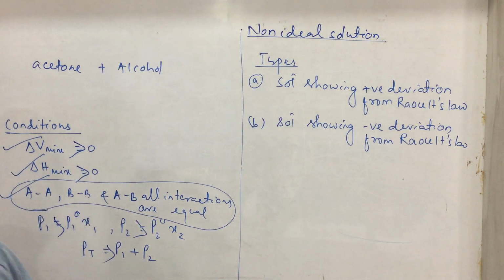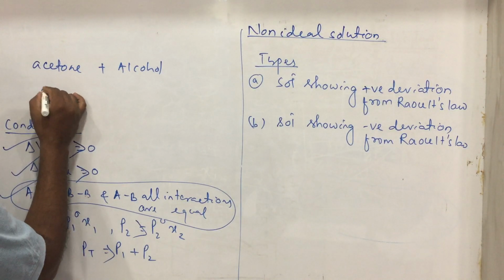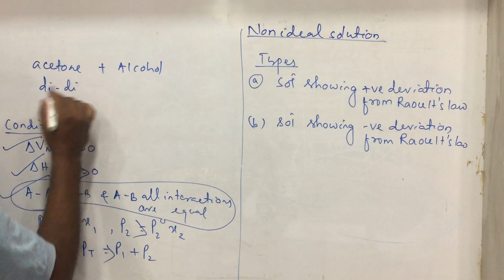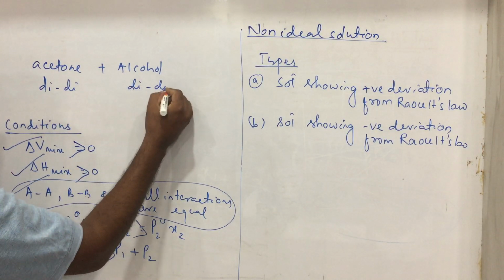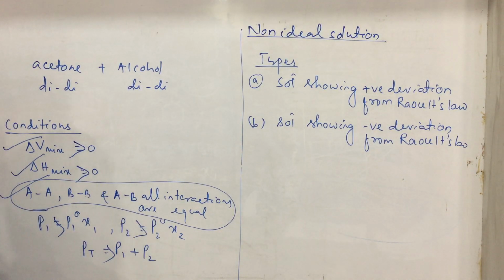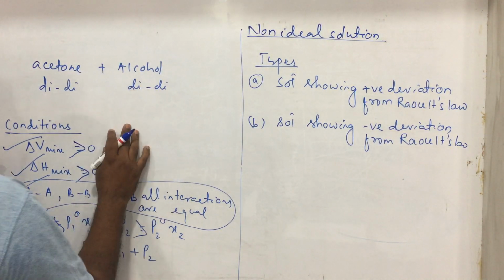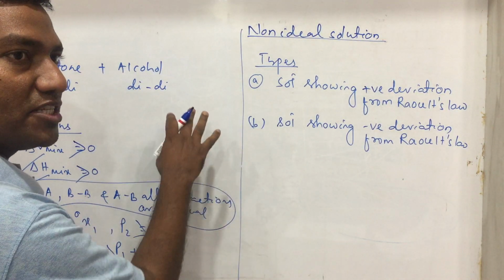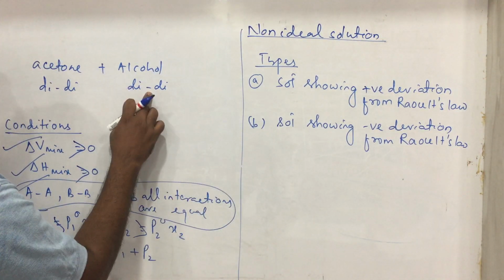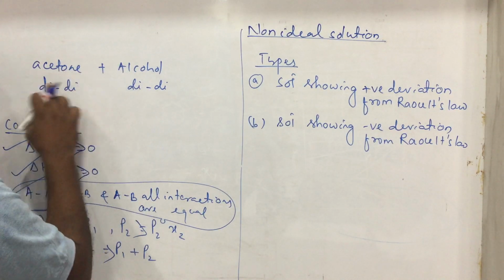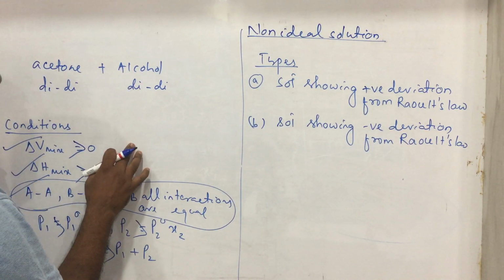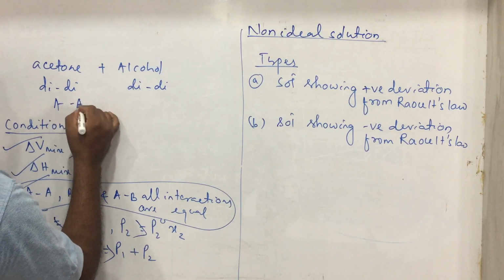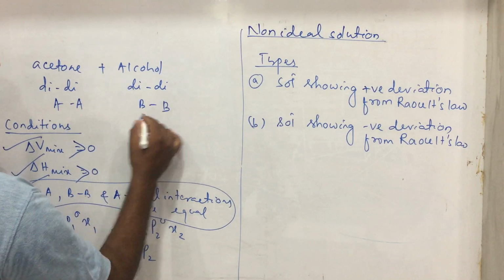Acetone and alcohol. So in acetone, which interaction? Dipole-dipole, polar. Alcohol also dipole-dipole. Clear? But when these two mix with each other, acetone molecule breaks some extent of hydrogen bonding present in alcohol molecule. Alcohol also breaks some extent of this interaction in acetone molecule. So this is called AA interaction and this is called BB interaction.